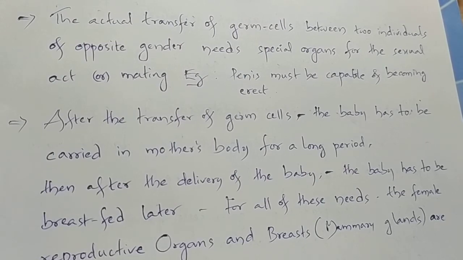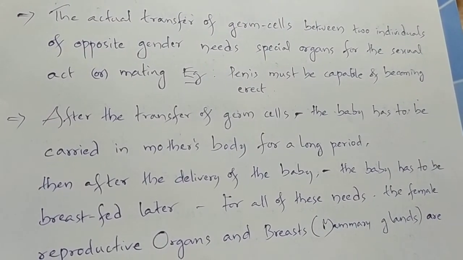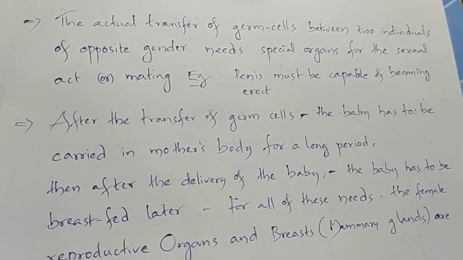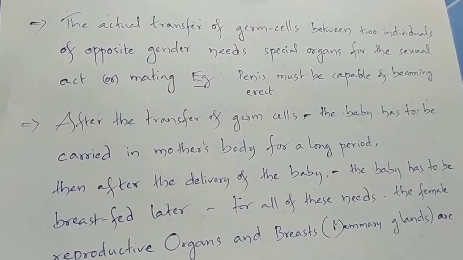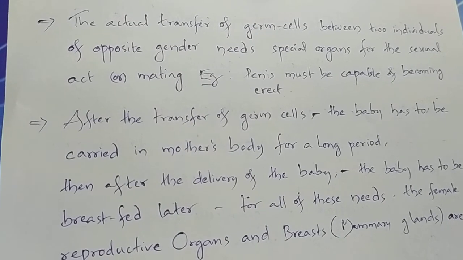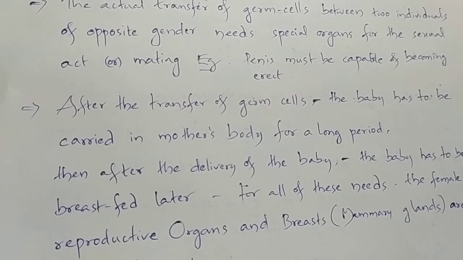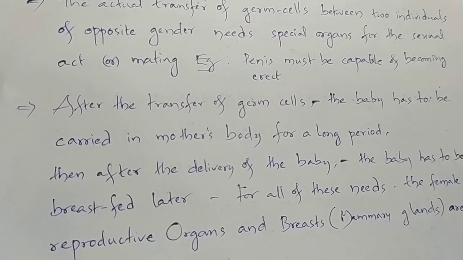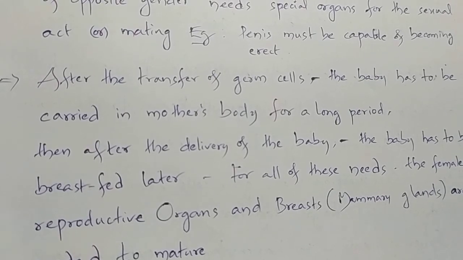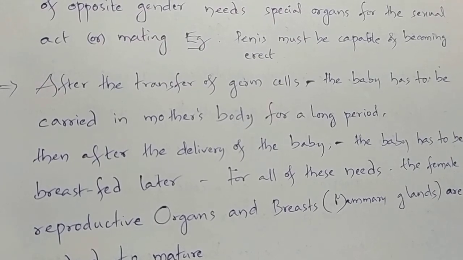Okay, for all these needs, means for the development in mother's body, and for the nourishment after the baby's delivery, the female reproductive organs and the breasts, that is mammary glands, must be in their developed state. Okay, so for all these needs, the female reproductive organs and the breasts must be in their developed or mature state. Okay, so this is how the initial processes are going to take place.